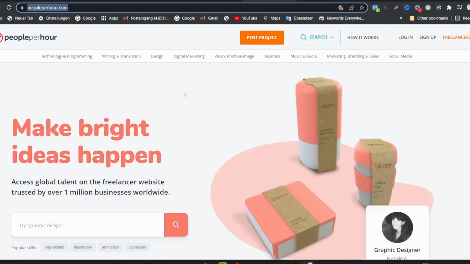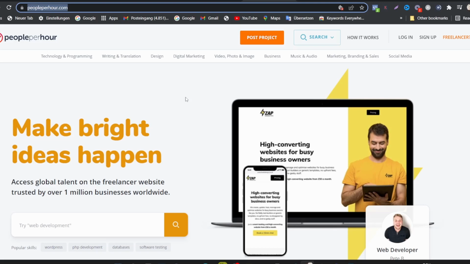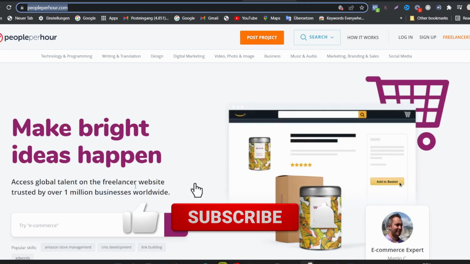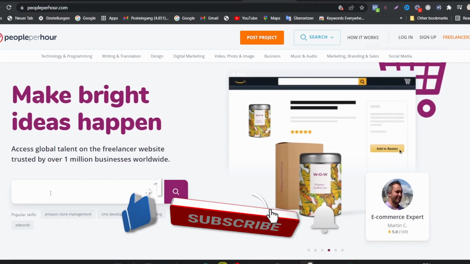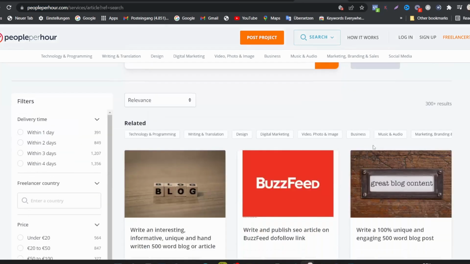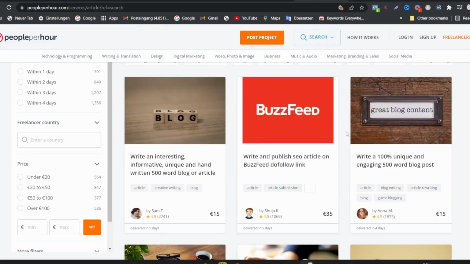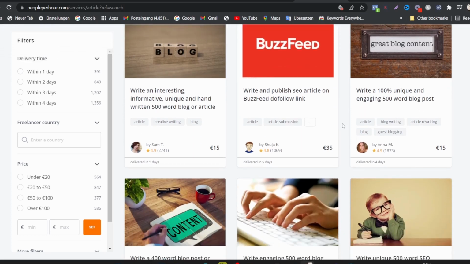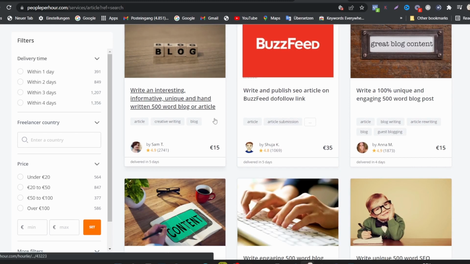But there is this effective way that I'm going to be showing you to make money with these articles that we have. So now what we want to do is just go and write articles on the search bars. When you click on search, it's going to take us to this place here, guys. This is the marketplace, and you can see there are so many people selling articles for blogs or for websites.